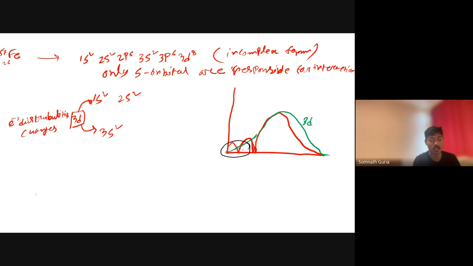In that case, we have a higher d electron density. The shielding effect of my s orbital will be at a minimum. Okay, so this is my s orbital. It will have the maximum effect onto the nucleus. It has a minimum effect.